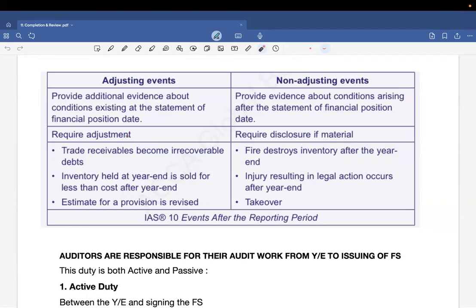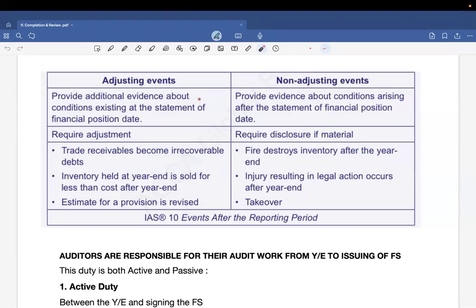So an adjusting event should be adjusted. For example, a bad debt that has been realized after the year end should be reversed back. And inventory held at the year end that has been sold for less than the cost, then the inventory should be revalued. Clear?